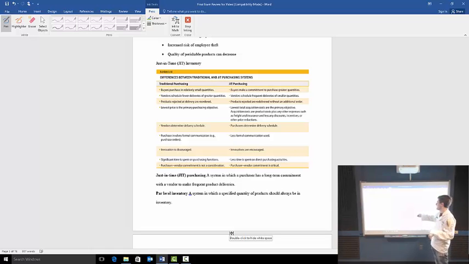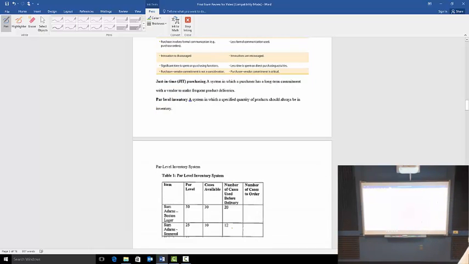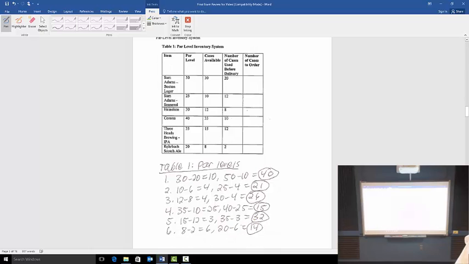The other system that we talked a lot about is the par level inventory system. Par levels are one of the most commonly used systems in our industry. And it's a system where we have a specified amount of products that should always be in inventory. So in class, you guys did some worksheets on various par levels.